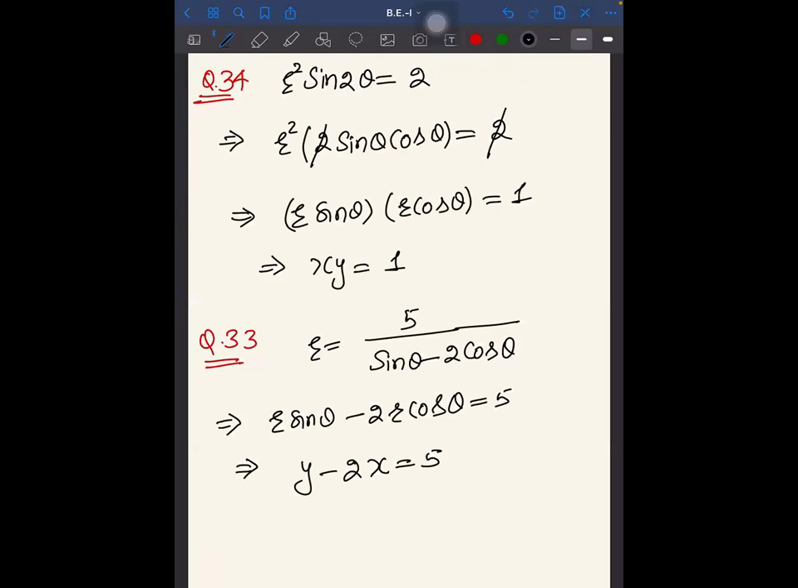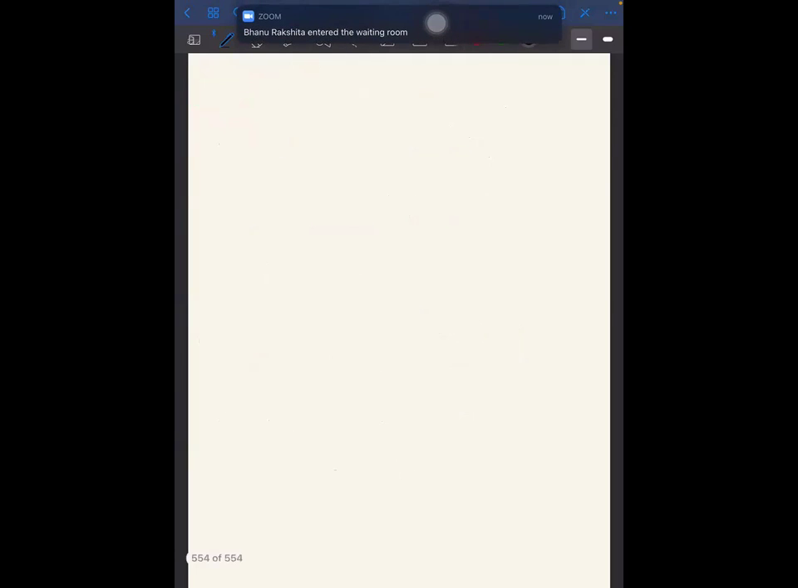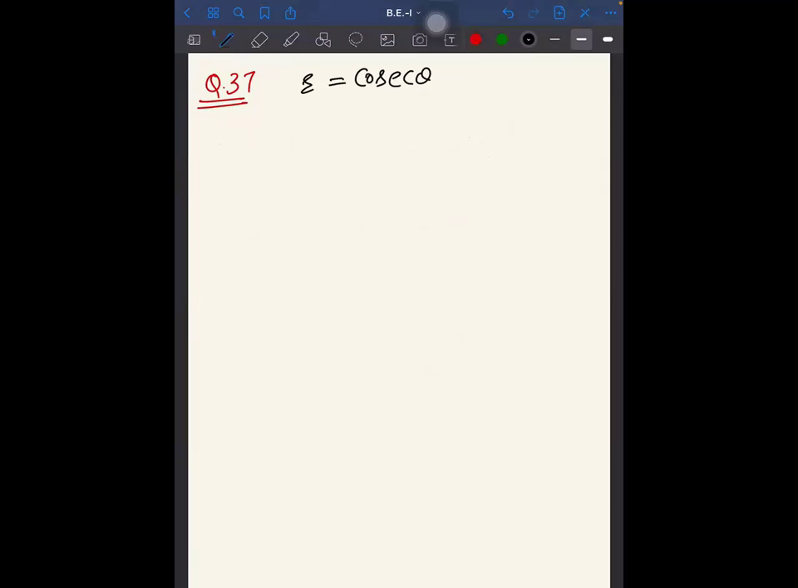Yes, sir. Can we move? So next is question number 37, and that is r is equal to cosecant theta times e raised to power r cos theta. Now, can I write it in this way? r sin theta is equal to e raised to power r cos theta.